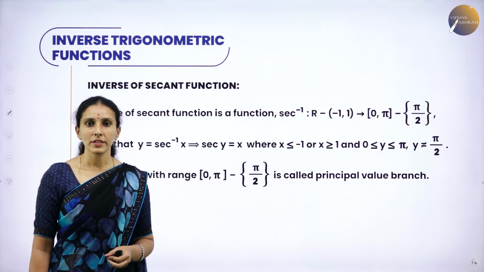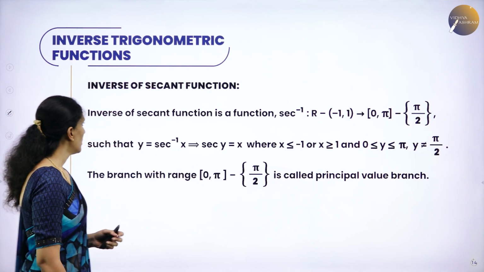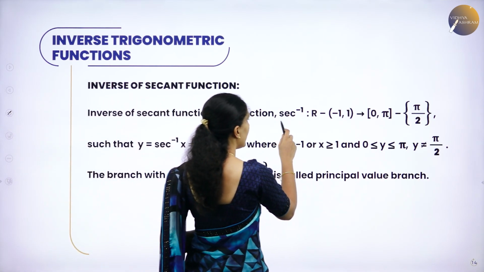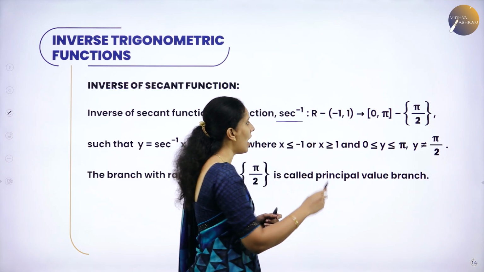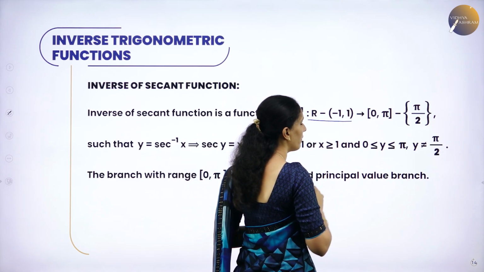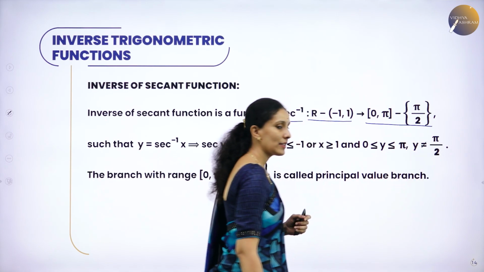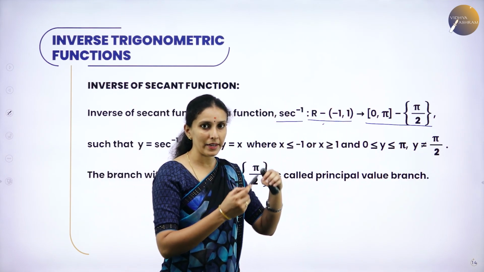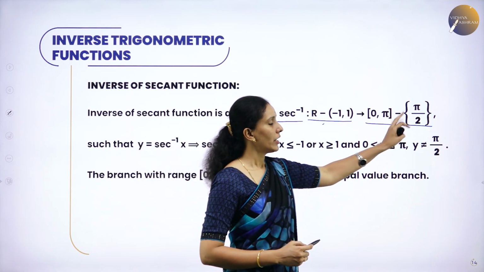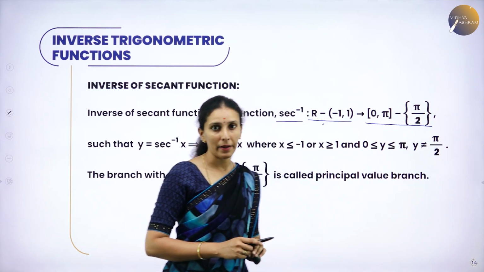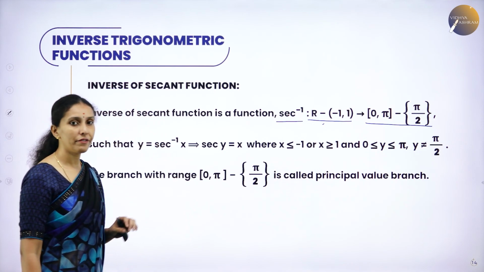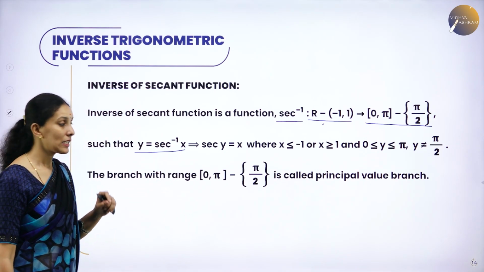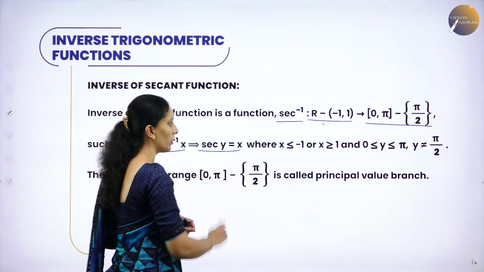Next one, the inverse of a secant function. The inverse of the secant function is thus defined in the form of sec inverse from R minus (minus 1 comma 1) to 0 comma pi minus pi by 2. That means the domain should not take the values from minus 1 comma 1 and the range does not contain pi by 2. So therefore, how do we define this function? We define y is equal to sec inverse x such that sec y is equal to x.